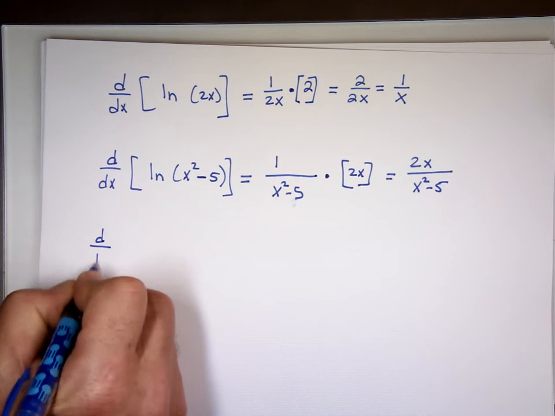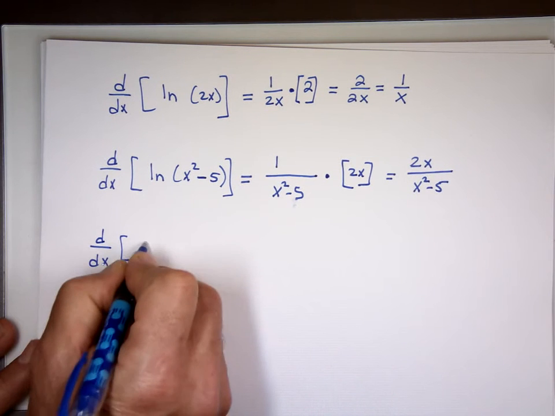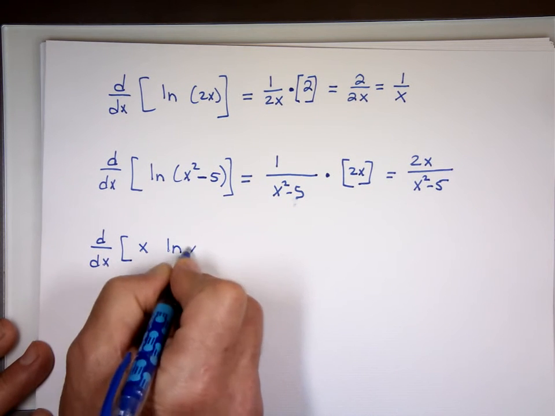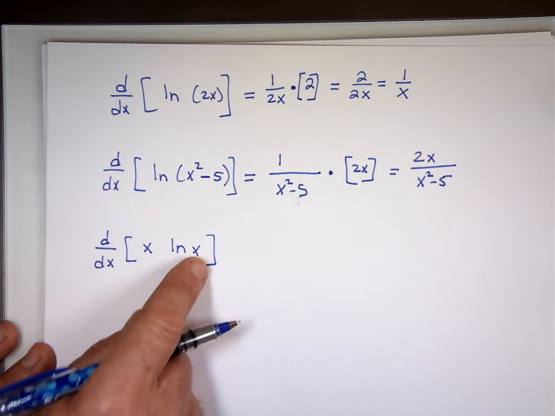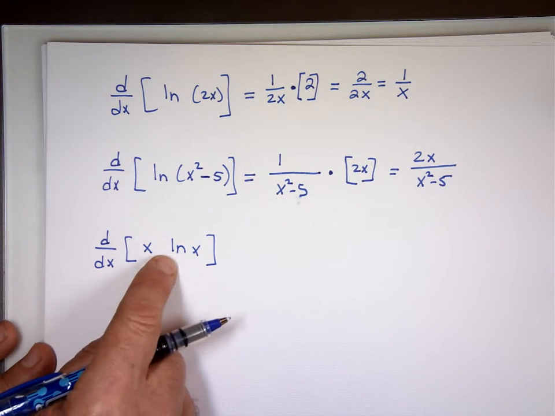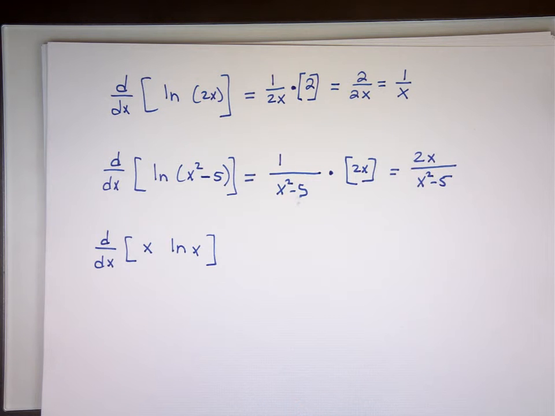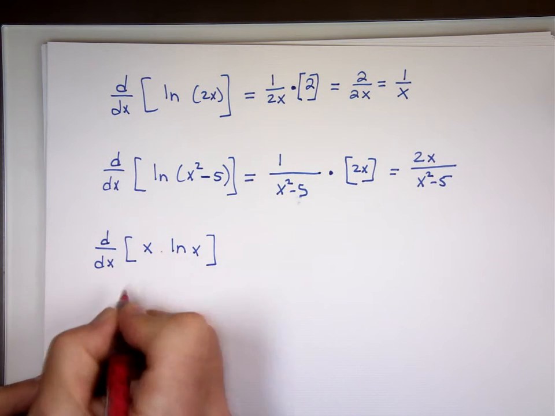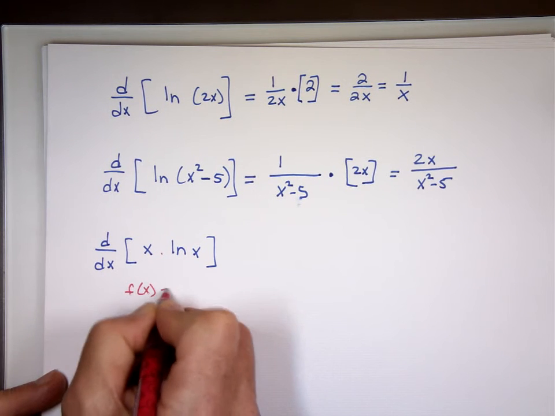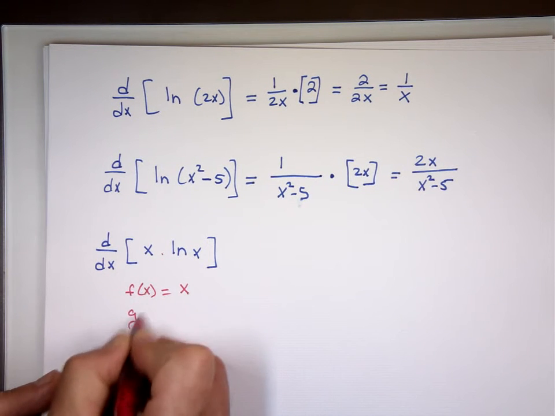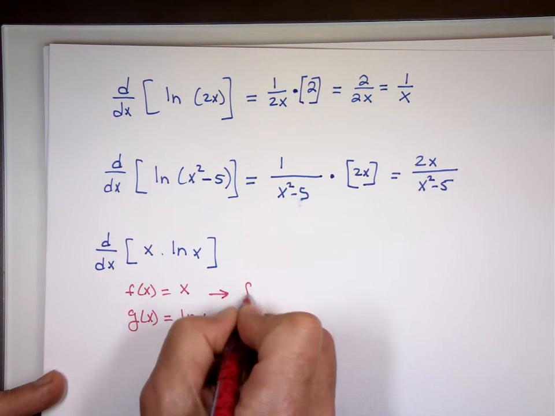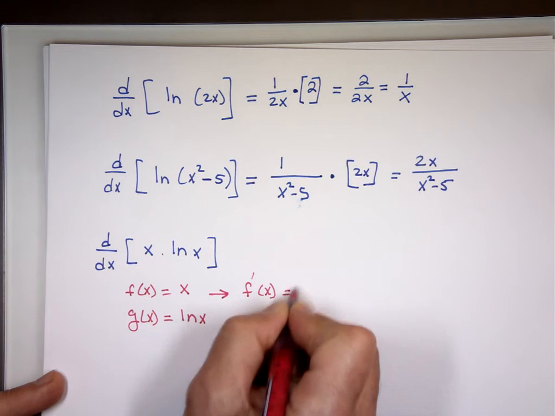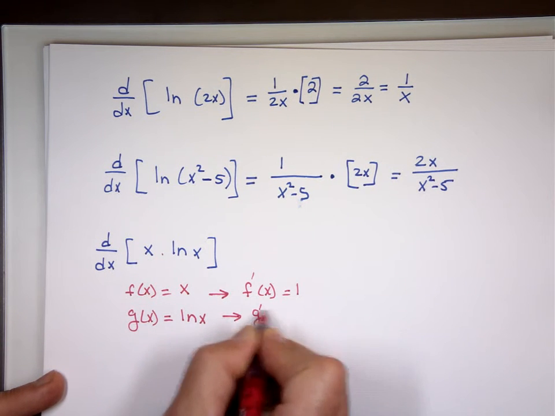What's the derivative? Let's have fun here. x times the natural log of x. Oh, wait a minute. We have multiplication. See that? x times the natural log of x. So what method? Product rule. f of x equals what? x. g of x equals what? Natural log of x. What's the derivative of f? 1. What's the derivative of g? 1 over x.